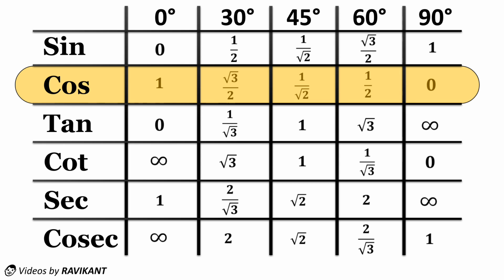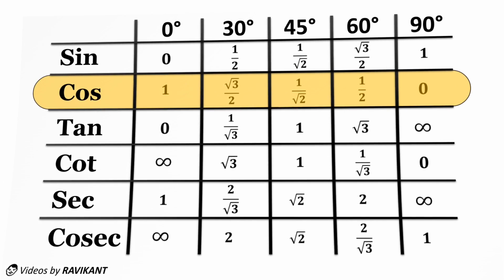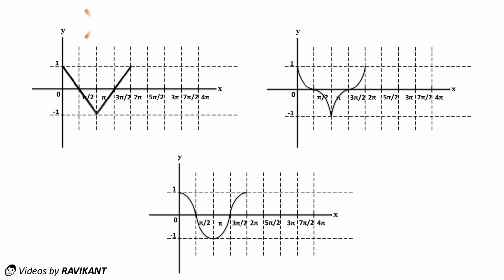Initially it is 1 at 0 degree, and then at 30 degree the value is root 3 by 2, which means 0.8. Then after at 45 degree the value is 1 by root 2, which means 0.7. After that at 60 degree the value is 1 by 2, which means 0.5. And finally at 90 degree it becomes 0.